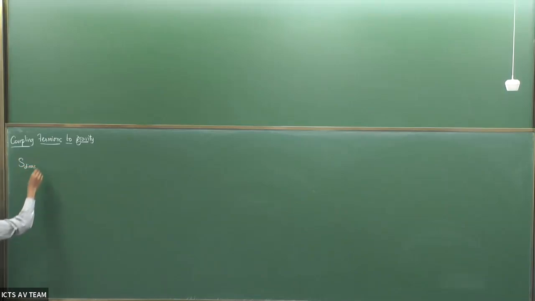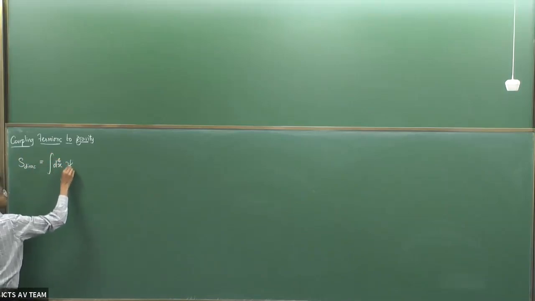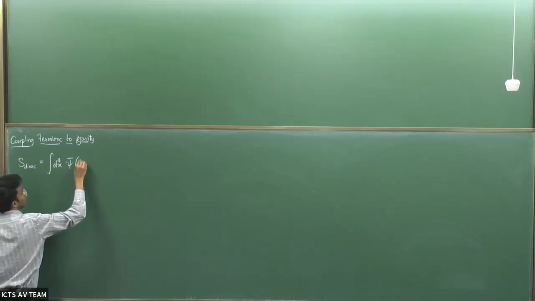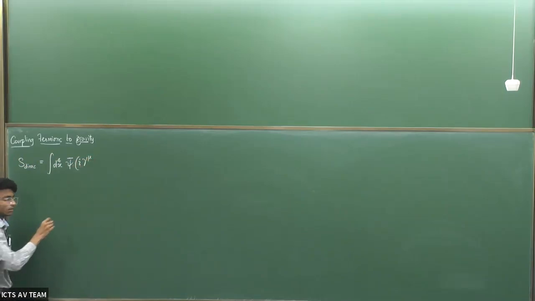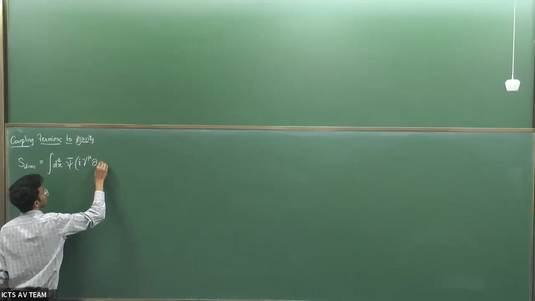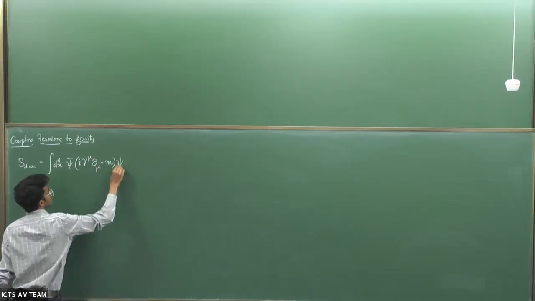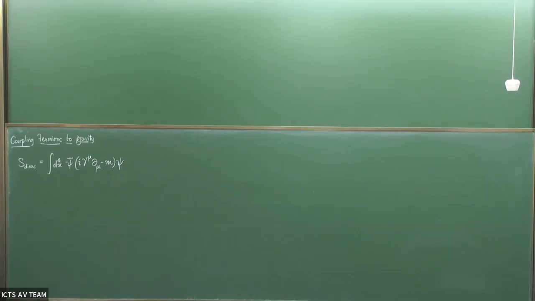Okay, sure. And we found that the Dirac action should have the form ∫d⁴x, this is in 4 dimensions, ψ̄(iγ^μ ∂_μ − m)ψ. Right, so this is what we did last time. And then we asked the question, how do we couple this to gravity?